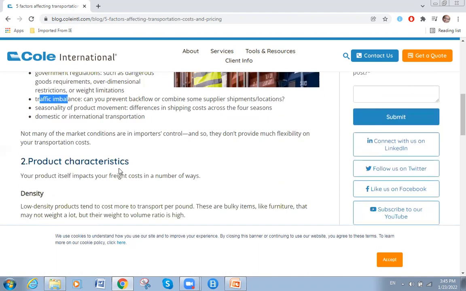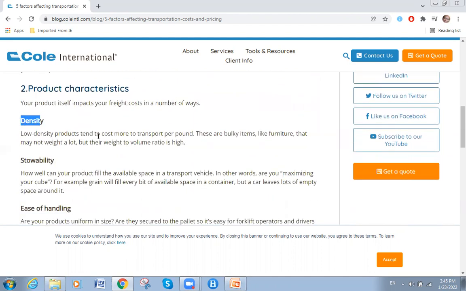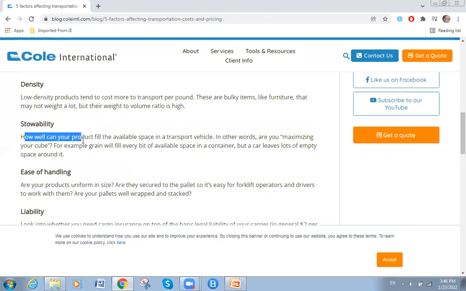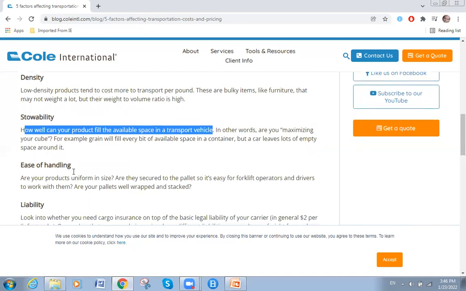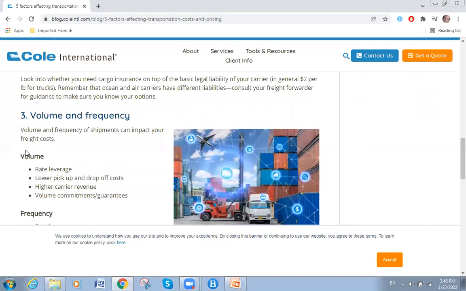Also, the product characteristics themselves affect the cost. Density: low-density products tend to cost more to transport per pound, based on the weight itself. Stowability: can your product fill the available space in the transport vehicle? Ease of handling and liabilities also matter.